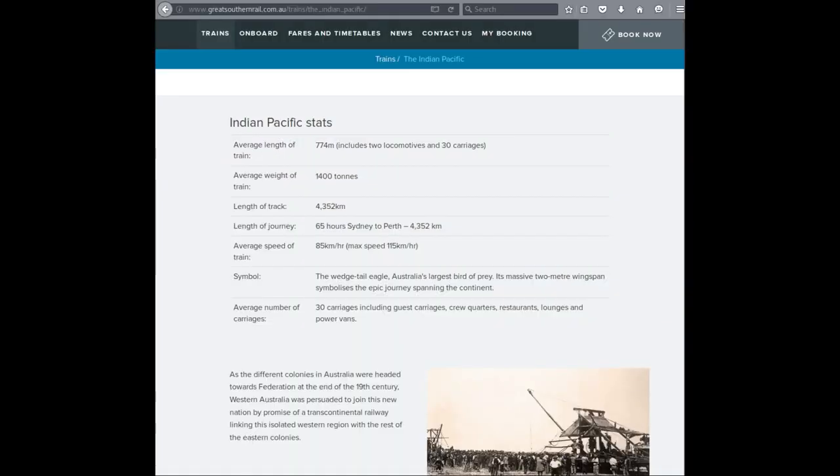So now let's look at some of the stats about this railroad. And this is right from their website. Average length of the train is 704 meters, 2 locomotives and 30 carriages. Now that's very important, 2 locomotives. Keep that in mind. Average weight of train, 1,400 tons. Length of track, 4,352 kilometers. The length of the journey, 65 hours, Sydney to Perth, and 4,352 kilometers.